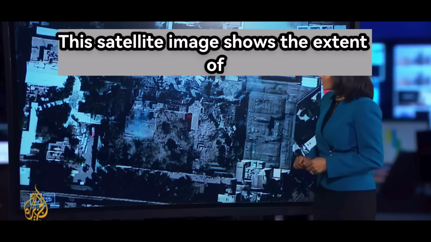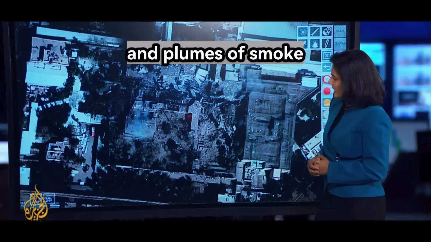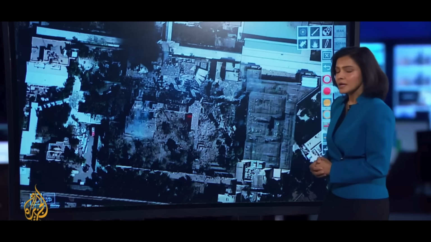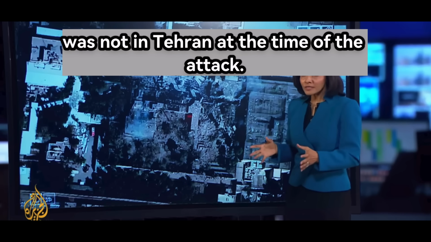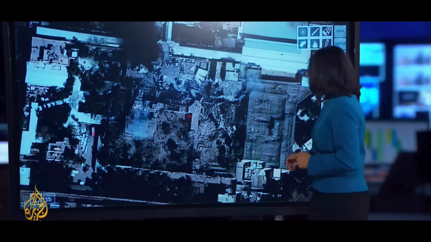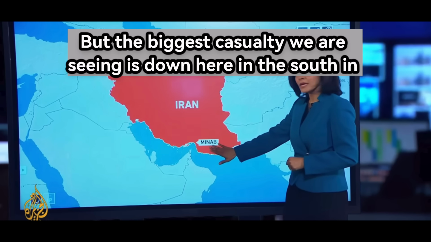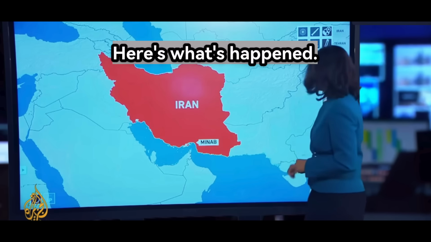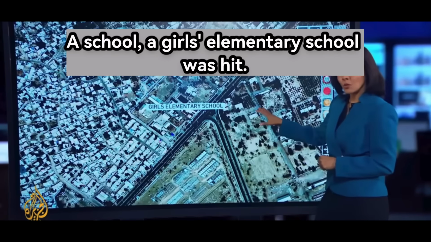This satellite image shows the extent of the damage to the Supreme Leader's office and plumes of smoke that we are seeing. Reuters news agency has said the Supreme Leader was not in Tehran at the time of the attack. But the biggest casualty we are seeing is down here in the south in Minab. Here's what's happened. A girls' elementary school was hit.